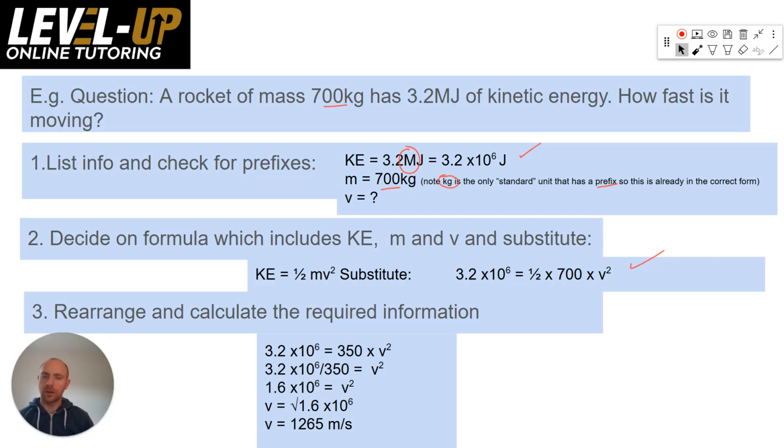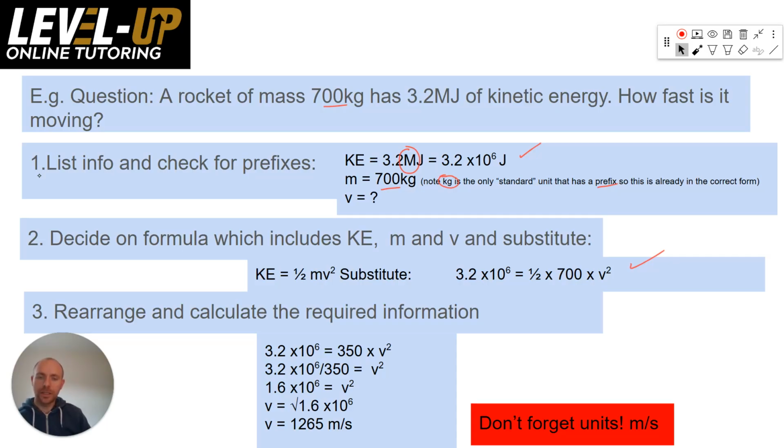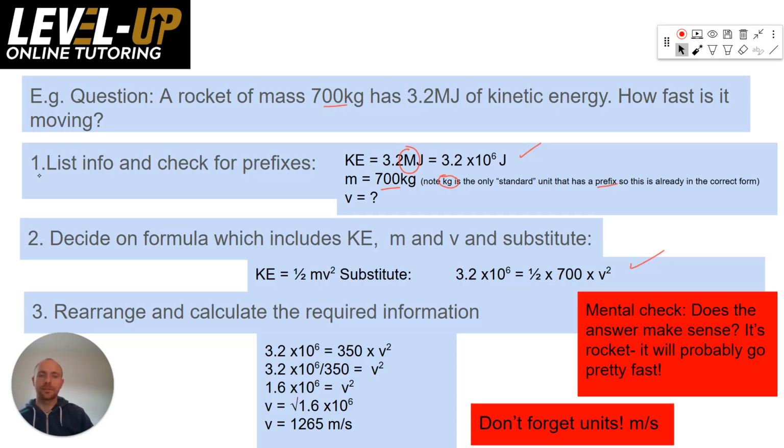If you're not so confident in your maths, you might want to slow down, have a workout of what you can do to work out that V. But that should be your final answer. Don't forget your units, meters per second. Mental check, does it make sense?